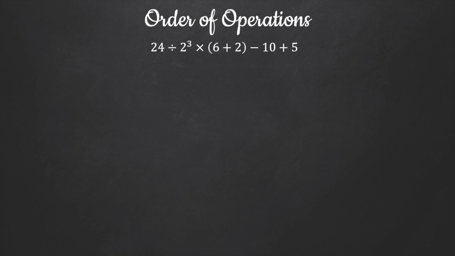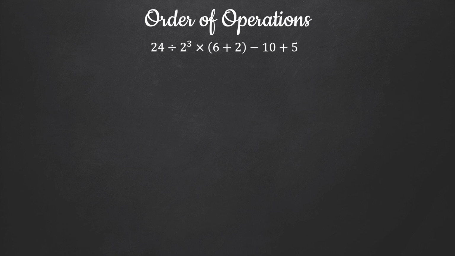Here we have an example, and our numerical expression is 24 divided by 2 cubed times, in parentheses we have 6 plus 2, then minus 10 plus 5. And we're going to solve this expression using order of operations. In order to help us, we're going to use our acronym PEMDAS.